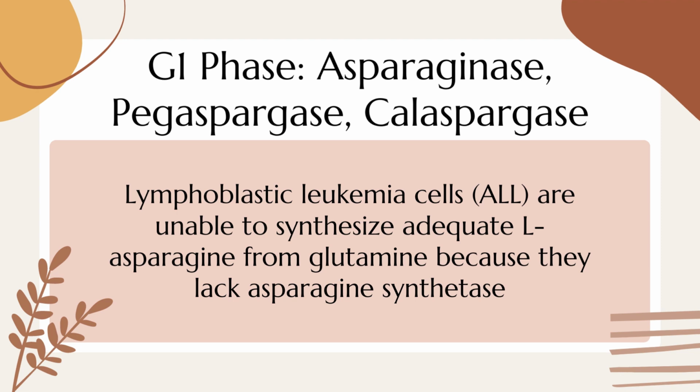Asparaginase acts on cells in the G1 phase. Asparaginase products target cells that are unable to synthesize asparagine. Asparagine is an essential amino acid. Normal cells have adequate asparagine synthetase, whereas ALL, or acute lymphoblastic leukemia, cells do not.